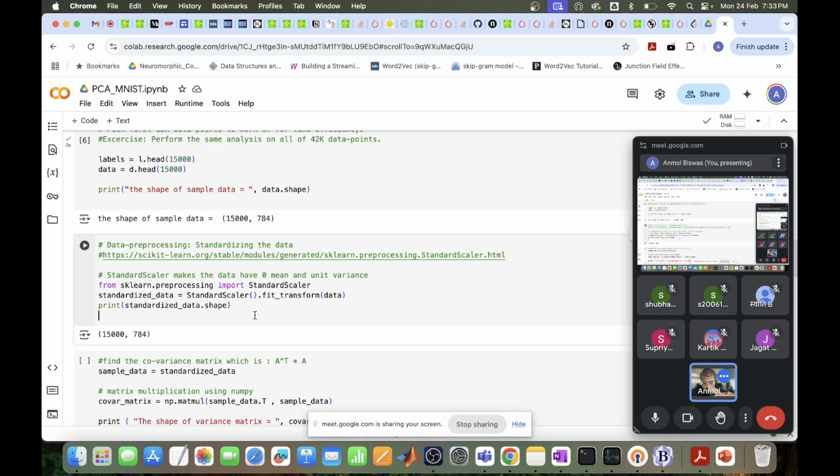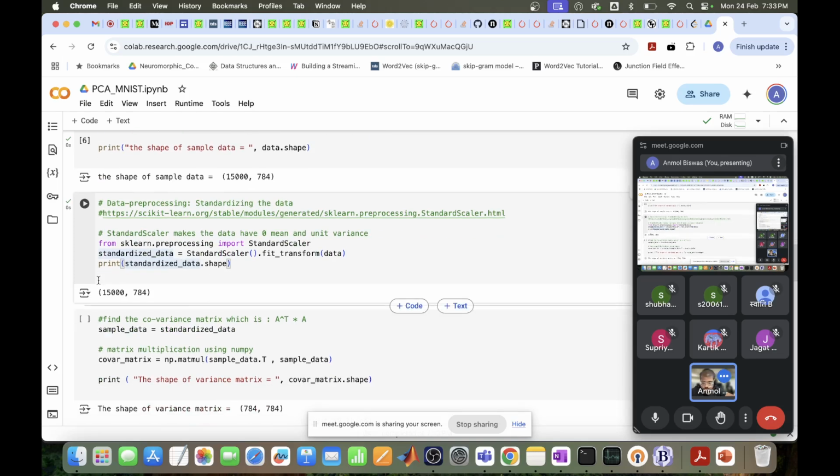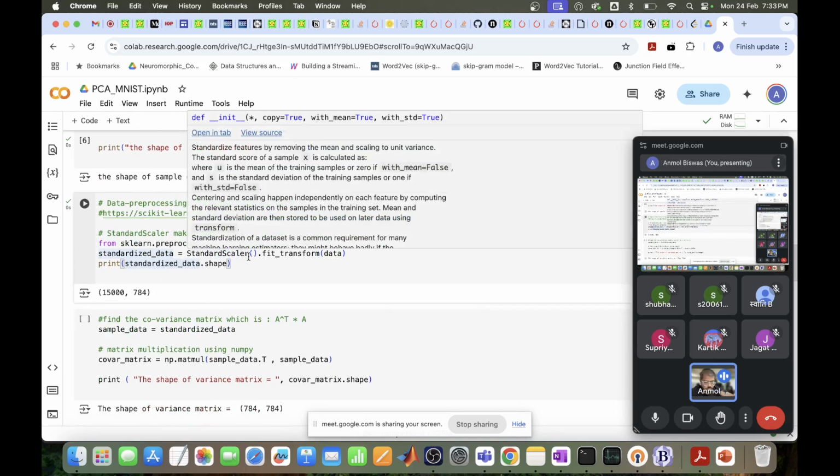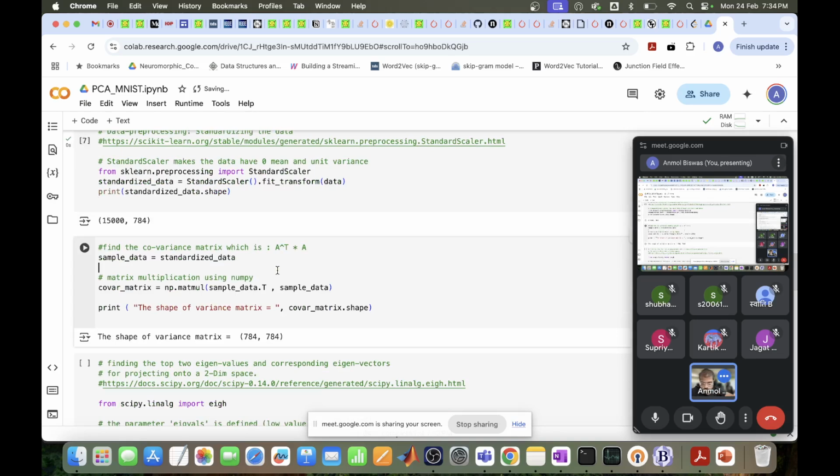And then we do data pre-processing, which is what I was talking about earlier, right? So we apply this thing called standard scaler, and what standard scaler does is that it makes the data have zero mean and unit variance, right? So mean equals 0, standard deviation sigma equals 1, and you apply that. Shape obviously doesn't change. It's just the values inside that have changed.